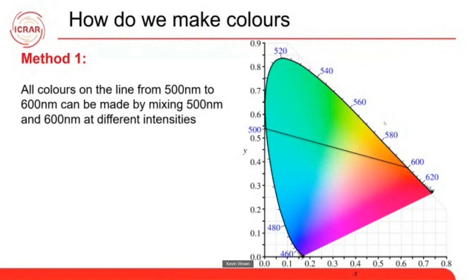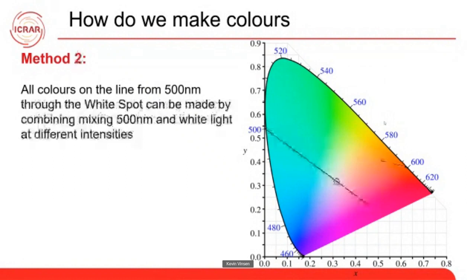This means that what we're seeing is actually two different spectral peaks, giving us a whole range of colors depending on their amplitude. Another method that we can make a color is by taking the line from 500 through the white spot. By mixing 500 nanometers and white light, we can make all of the colors that you see on that graph. So again, what you are seeing is your brain being clever and tricking you.